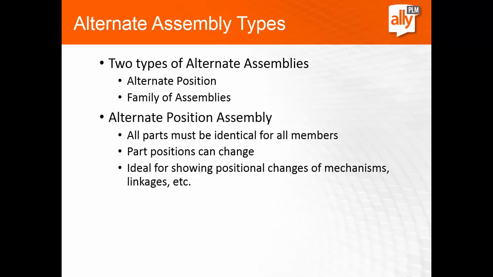So for an alternate position assembly, all the parts must be identical for all of our members. In an alternate position assembly, the part positions can change, which is ideal for showing positional changes of things like mechanisms or linkages or switches, things that are going to be open or closed.